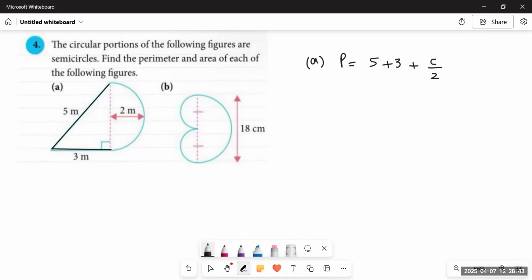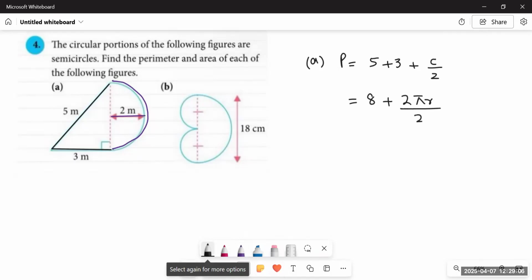So what is next that we have to do over here? We are already provided with the radius of 2 centimeters and we just have to find its circumference. So we will simply add 5 and 3, which is 8. We'll keep it separate, and for the circumference it would be 2 pi r upon 2. Since there is a 2 in the numerator and denominator of the fraction, we can cancel them with one another. And then we have 8 plus, the value of pi is 22 upon 7, and the radius is given as 2.